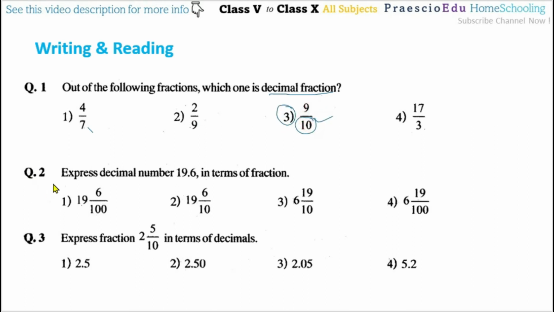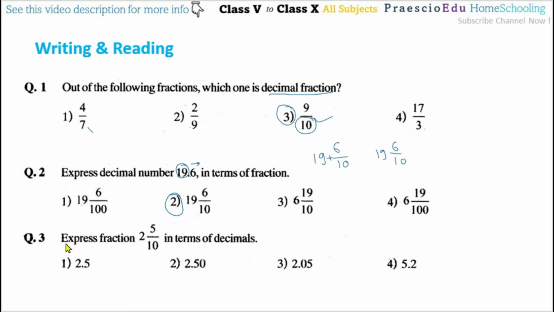Now question number 2, express decimal number 19.6 in terms of fraction. Now 19 is an integer, and after the decimal point, on the right side of the decimal point, 6 is there, and that is at the tenth place. Okay, means 6 by 10. So 19 integer plus 6 by 10, or we can say 19 and 6 by 10, and we can pronounce it so.